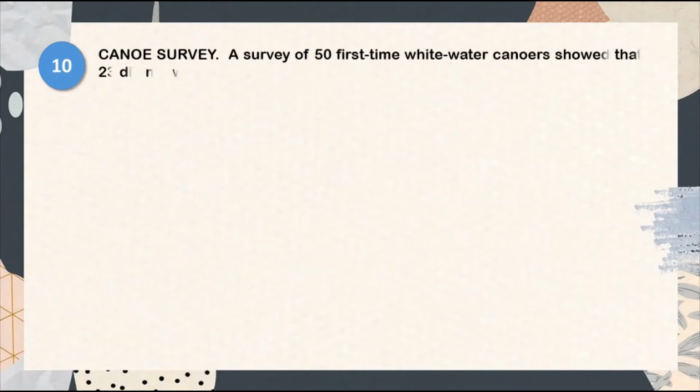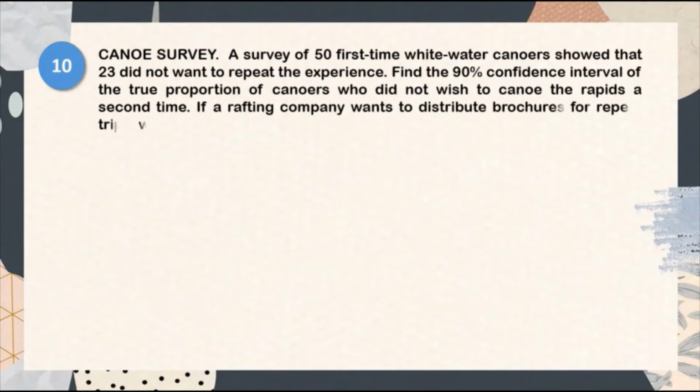Canoe Survey. A survey of 50 first-time whitewater canoers showed that 23 did not want to repeat the experience. Find the 90% confidence interval of the true proportion of canoers who did not wish to canoe the rapids a second time. If a rafting company wants to distribute brochures for repeat trips, what is the minimum number it should print?